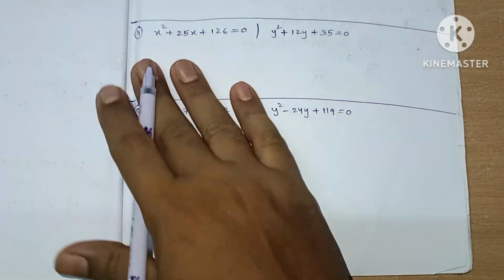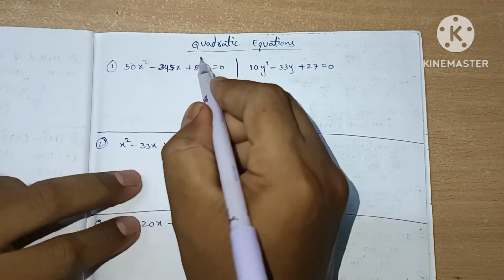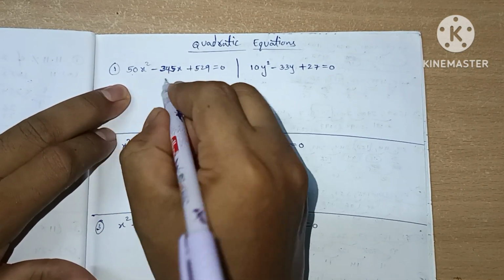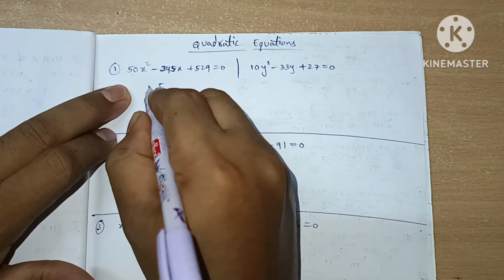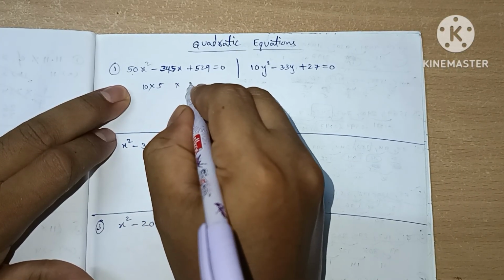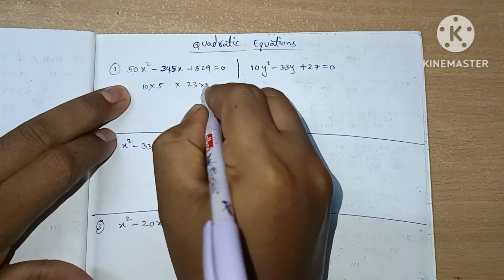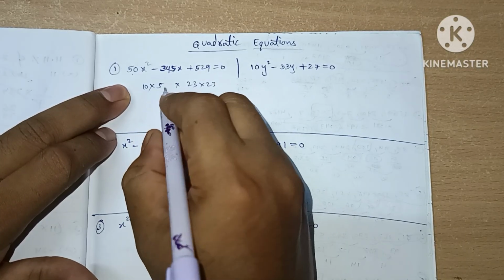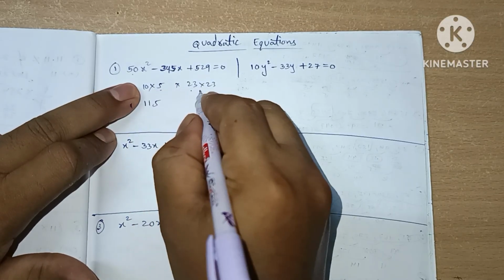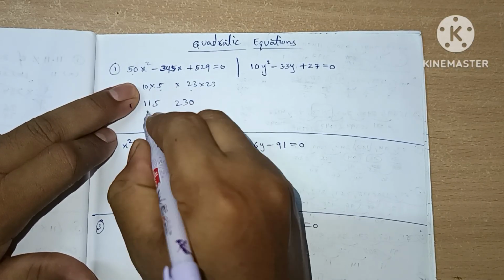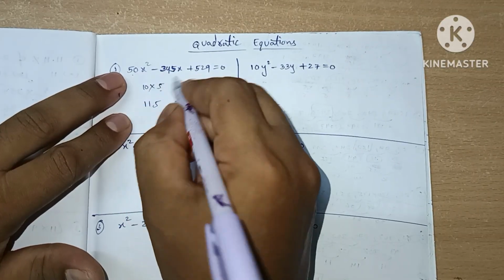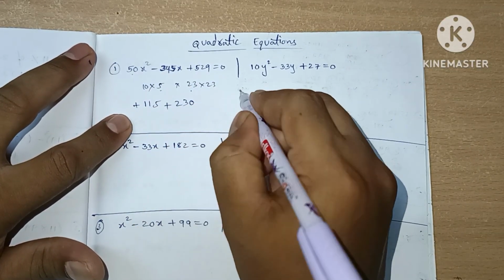Now we are going to see quadratic equations. First question, here 50 and 529, so we divide 50 as 10 into 5, and 529 as 23 into 23 times. So 5 into 23 will be 115. 10 into 23 will be 230. The sum of these two will be 345. So these are the roots, minus and positive, and the roots are positive.